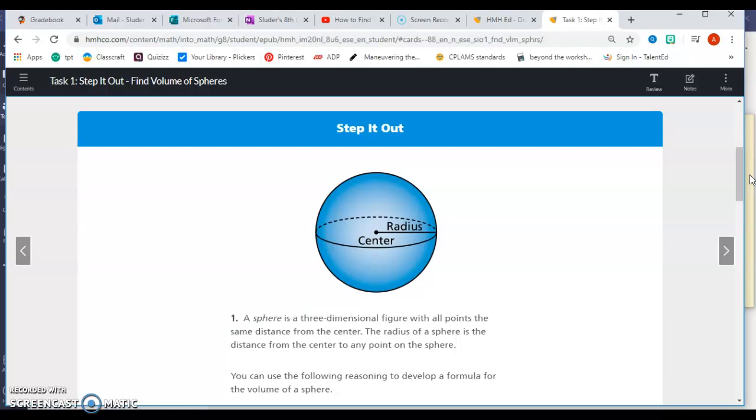Remember, it is a three-dimensional figure with all points the same distance from the center, and the radius of the sphere is the distance from the center to any outside point on the sphere. So notice there's only one measurement needed to find the volume of the sphere, and that is the radius. Pay attention if they give you the diameter, and understand that you have to divide by 2 in order to find the radius.